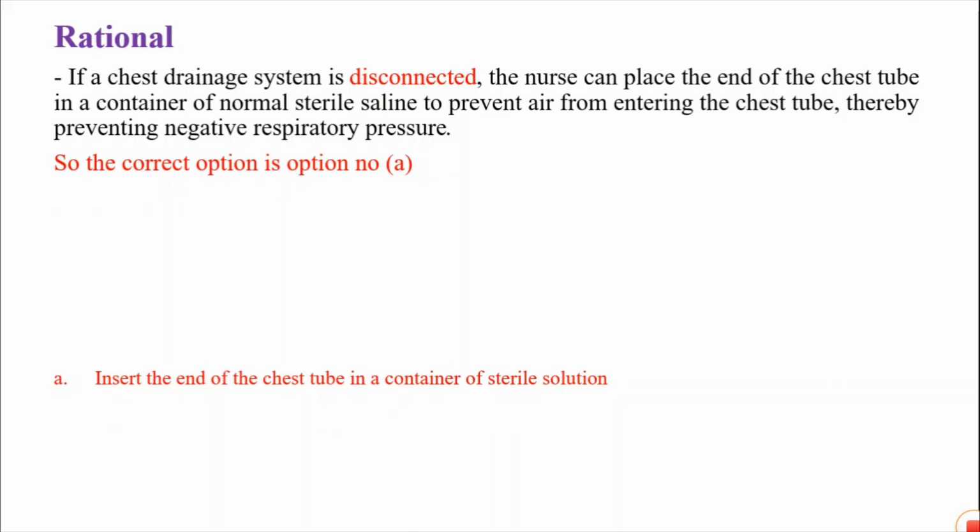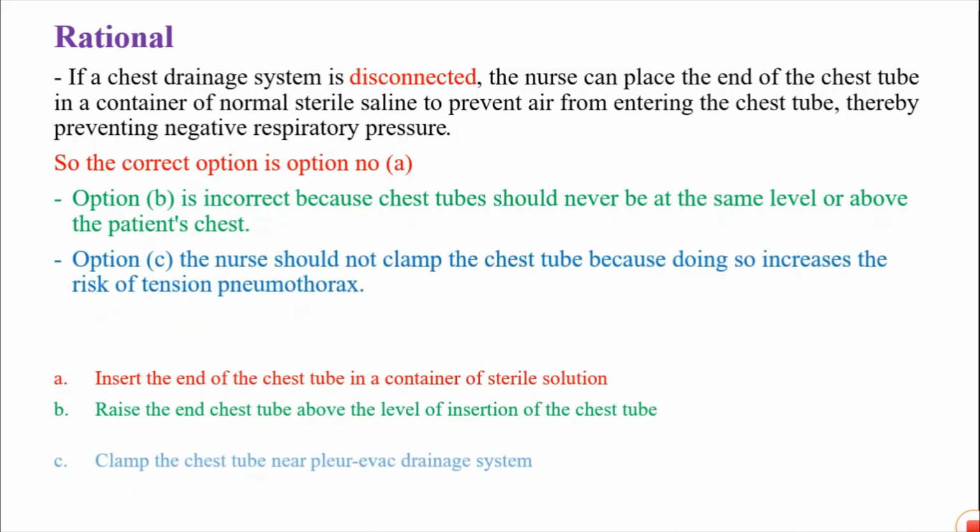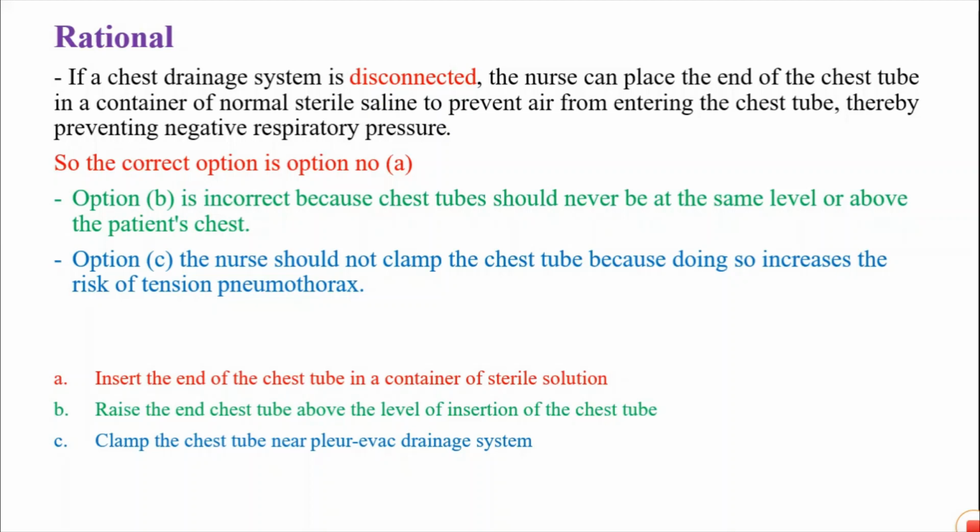Regarding option number B, raise the end of the chest tube above the level of insertion of the chest tube, is incorrect because the chest tube should never be at the same level or above the patient's chest. Regarding option number C, which is clamp the chest tube near the pleurovac drainage system, the nurse should not clamp the chest tube, because doing so increases the risk of tension pneumothorax.